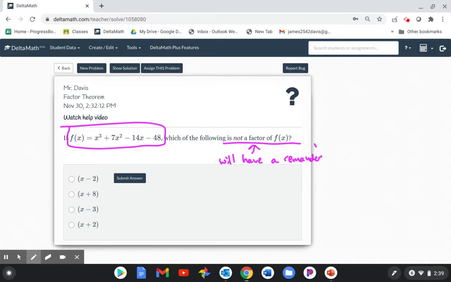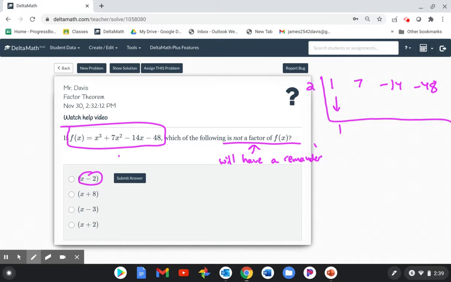Setting it up, the first thing to double check is to make sure the powers go in descending order. So we've got 3, 2, 1, and 0, so we're good. So we do our little box. We have our coefficients 1, 7, negative 14, and negative 48. Draw our box. And with the first one, it's x minus 2. So remember, it's always the opposite that goes on the outside, so it'll be a positive 2.